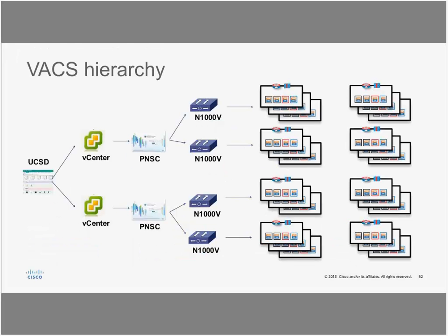How does it scale? You can have one UCSD talking to different vCenters, each of which has a PNSC integrated with it, and then 1000Vs are integrated with the PNSC, and then you keep deploying these containers across your data center network. They can be in the same or different data centers, that does not matter. It's logically a container. It can be mixed or it can be isolated. It does not matter at that point.